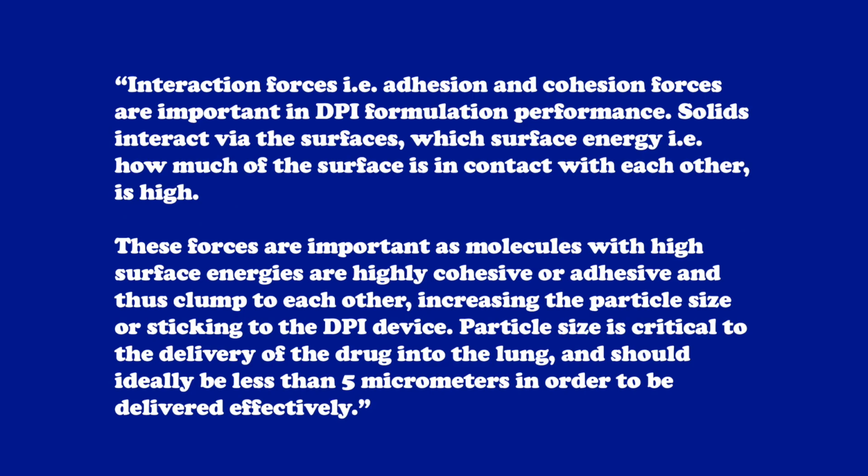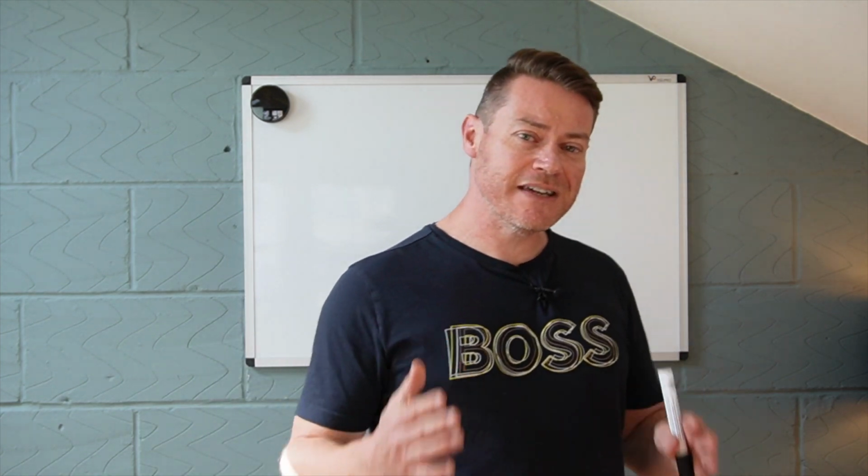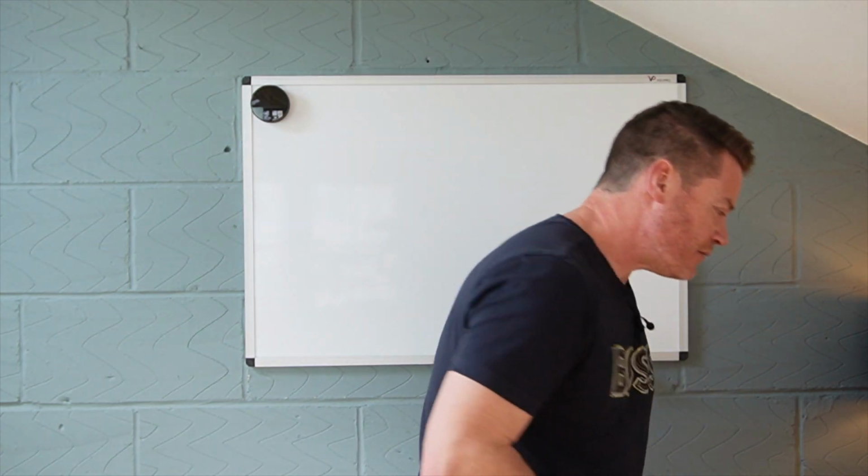"Particle size is critical to delivery of drug into the lungs and should ideally be less than 5 micrometers in order to be delivered effectively." That is also true. Having read that answer though, are you clear in your mind what the two formulation strategies are for dry powder inhalers and how adhesion and cohesion play a role in that? No? Me neither. So again, the student isn't really answering the question, are they? They're writing some stuff down which they think is related to the question, but it's not really answering it. So again, not super helpful.